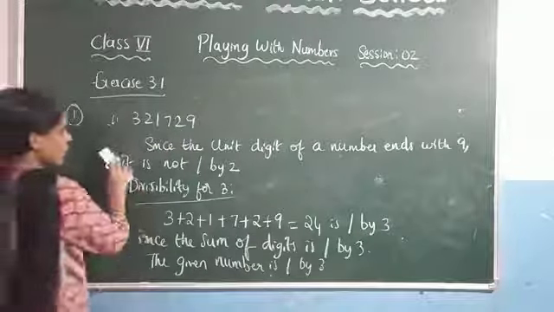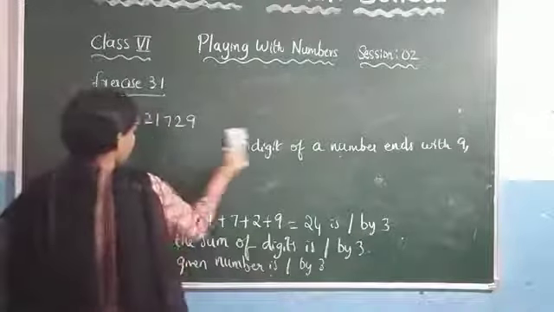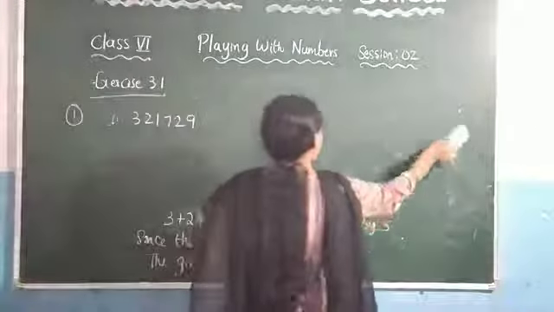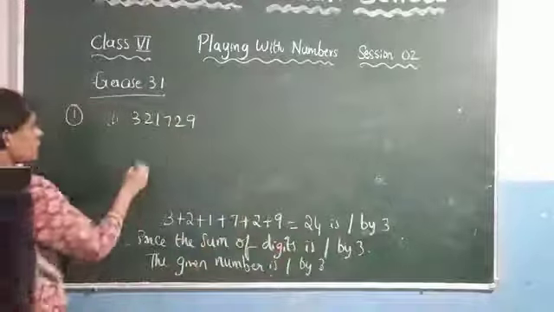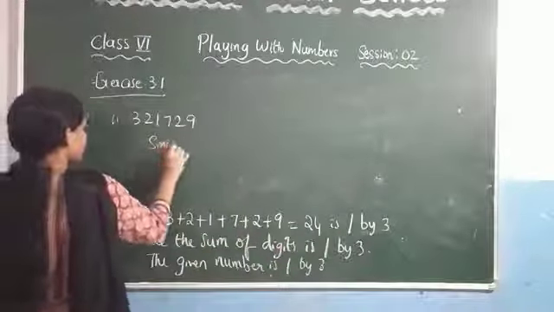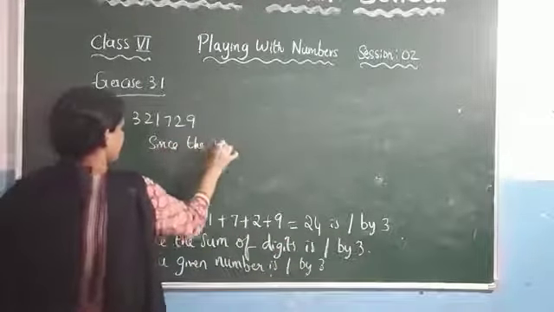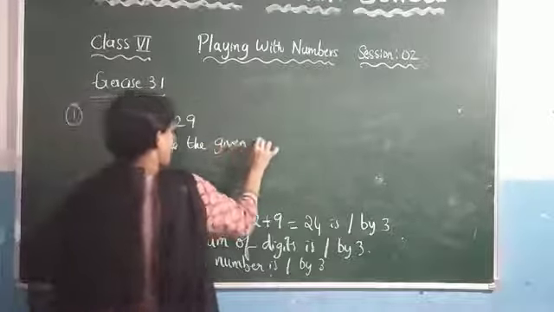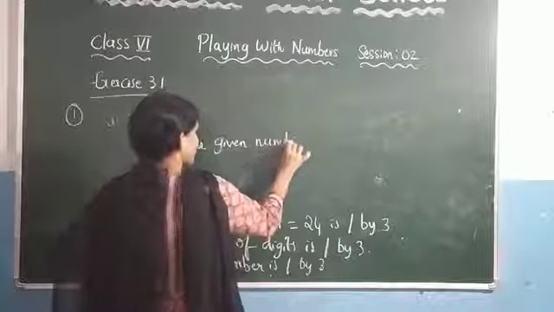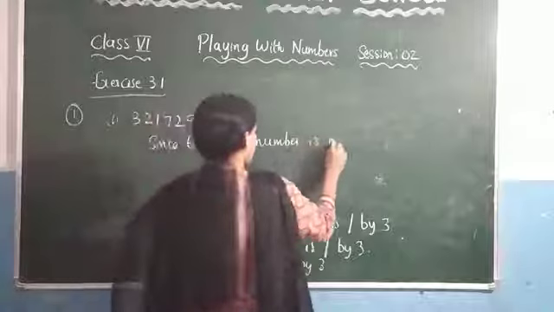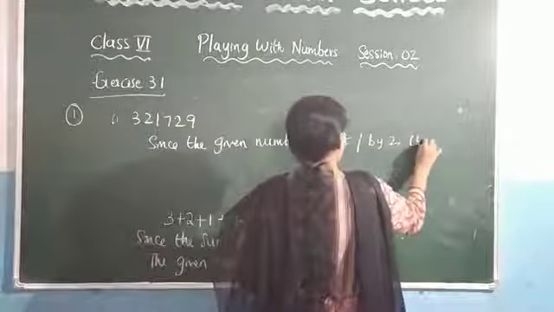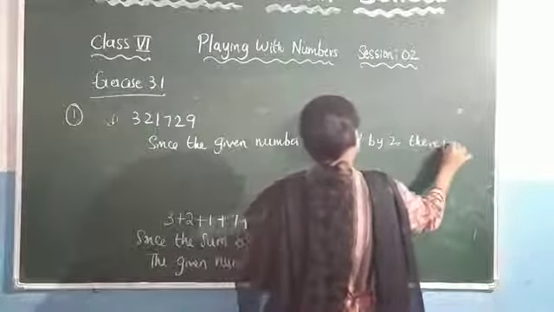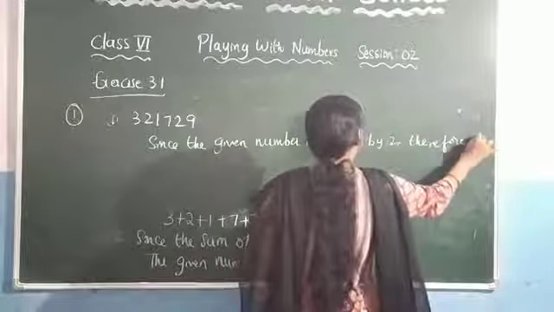Since both conditions need to be satisfied, but here this number is not divisible by 2, we can say that this number is not divisible by 6. Write it here. Since the given number is not divisible by 2, therefore it is not divisible by 6.